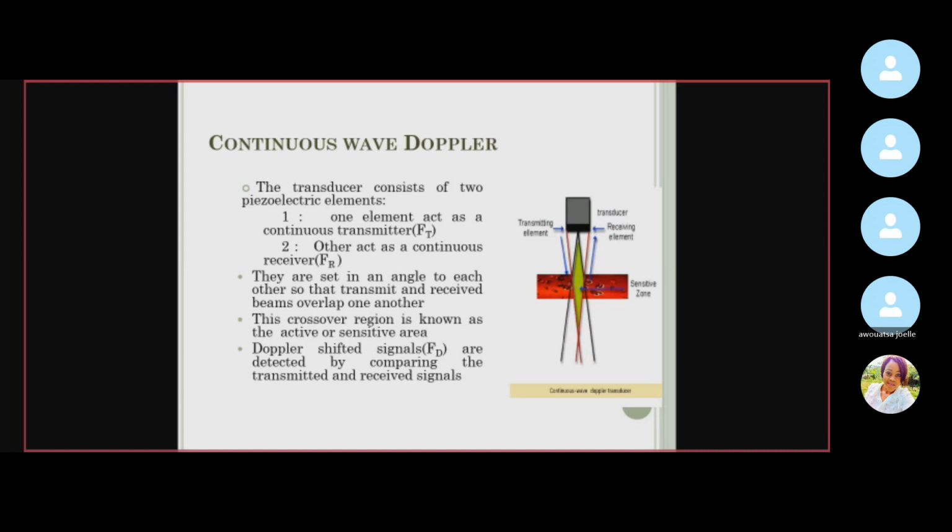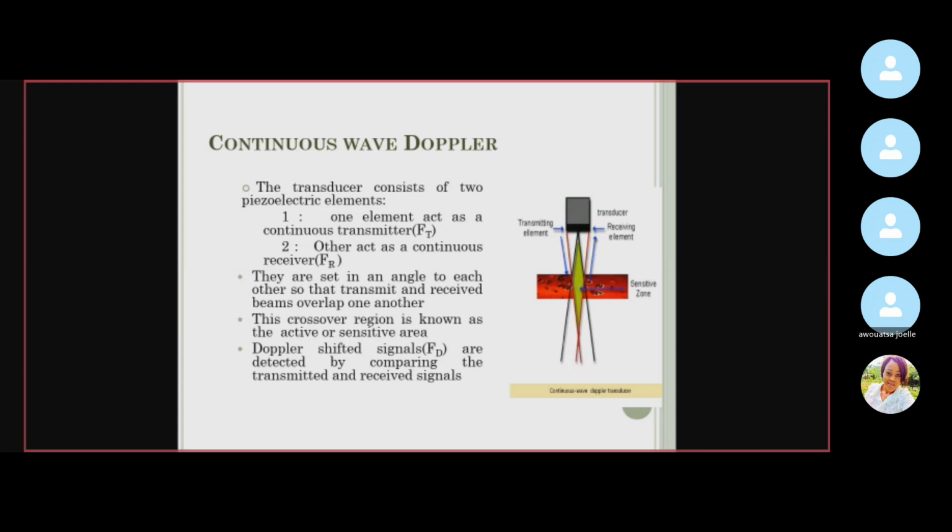So what happens in continuous wave? The name tells us that it is continuously transmitting and receiving. How is it doing that? It has two elements. One element continuously transmits the beam and the other element continuously receives the beam. With that we get a continuous wave Doppler.